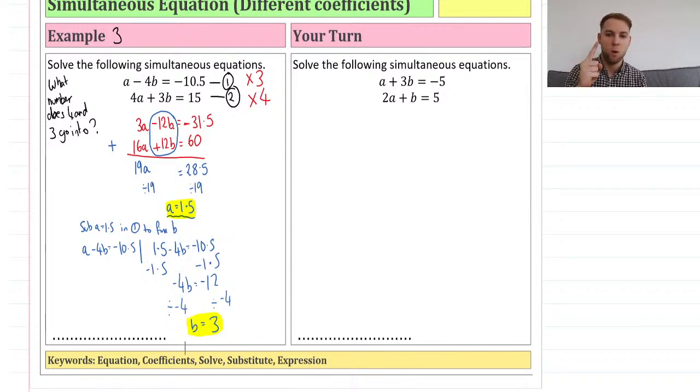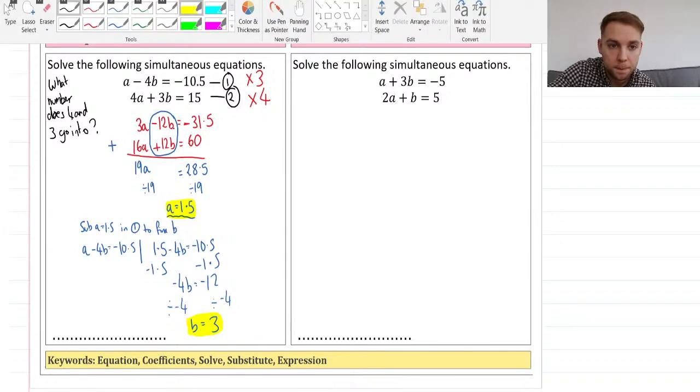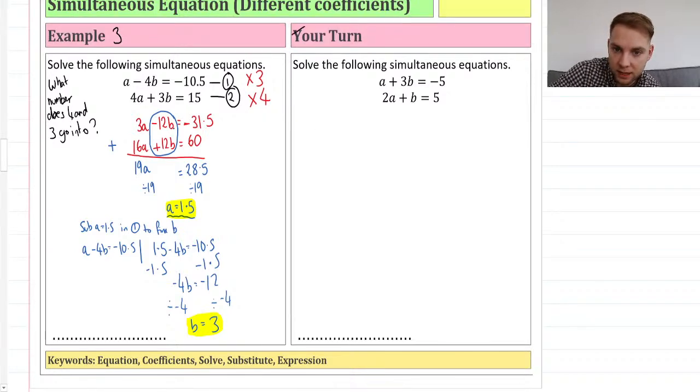I will have a go at one more question. I'll do this one on the right hand side. I'm going to give you an opportunity to have a go at some yourself. So I'll do one more. So this one here is example 4.